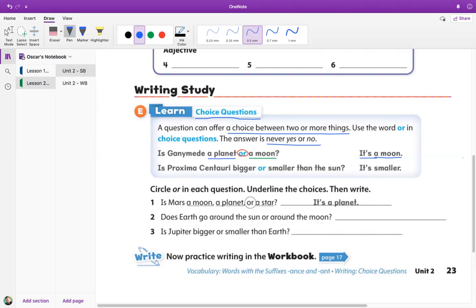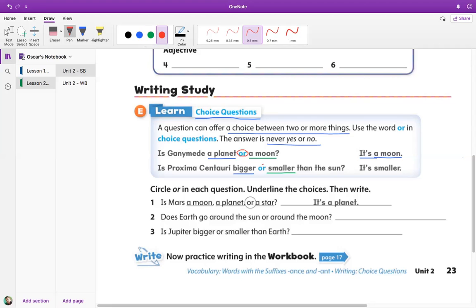Let's see the second example. Is Proxima Centauri bigger or smaller than the Sun? Here, our subject is Proxima Centauri, so we have a question about Proxima Centauri. And again, we have two choices: bigger and smaller. Then we have the Sun, so we know what the question is asking. It said bigger or smaller, but we need more information: bigger or smaller than what? Than the Sun. So we are going to compare Proxima Centauri to the Sun, and we are going to say if it is bigger or smaller.